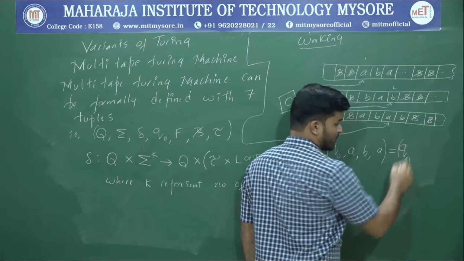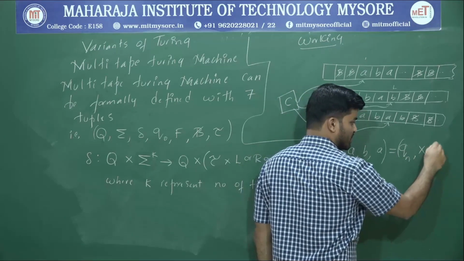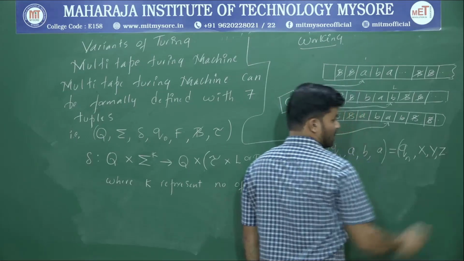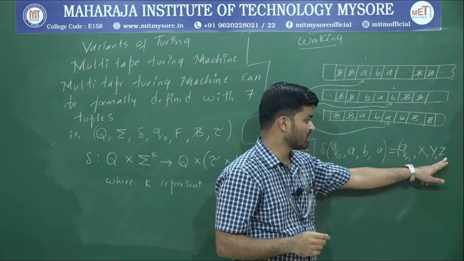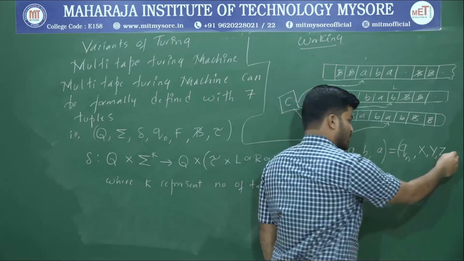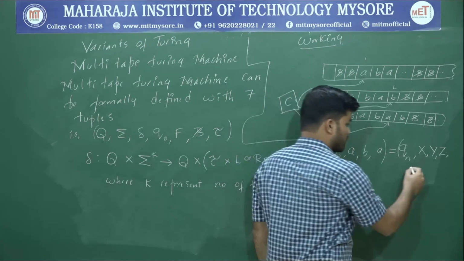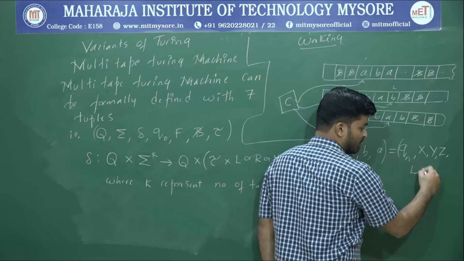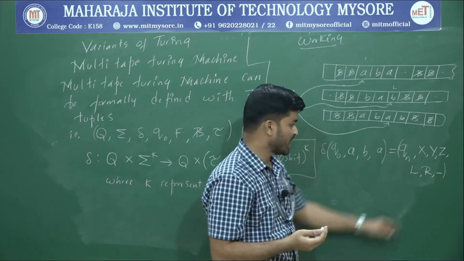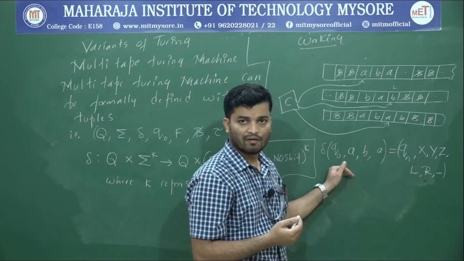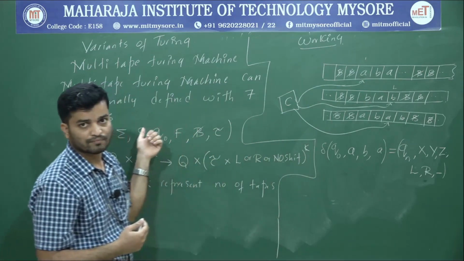I will represent that one with Qn. Then each and every symbol must be replaced with some special symbol. So I will replace A with X, B with Y, and C with Z. Then each and every read-write head with respect to each tape must take some transition. The first one may move toward left hand side, second one may move toward right hand side, and the last one is not going to move anywhere. So that we have to indicate. So this is the way in which you have to write a transition function for your multi-tape Turing machine.